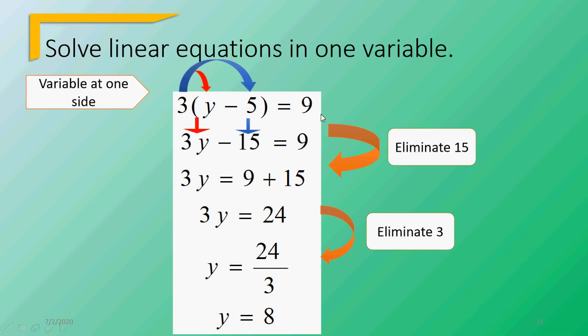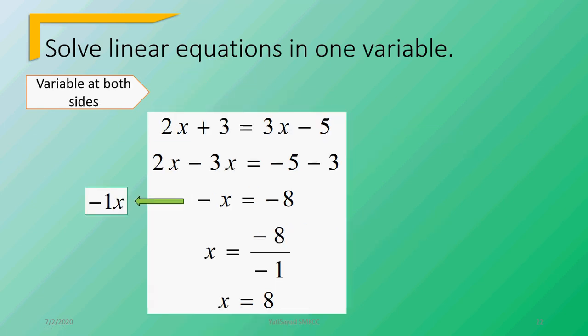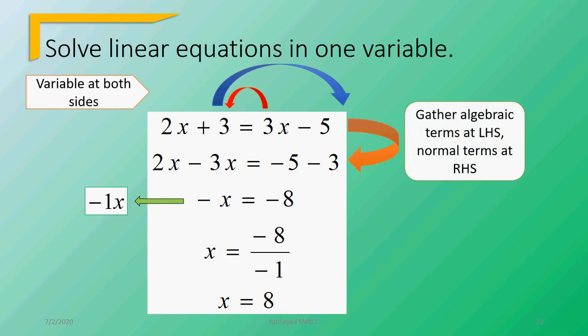Okay, so what if we have variables on both sides? We have x on the left hand side, and we also have x on the right hand side. For this case, what you have to do is simply gather the algebraic terms which have the unknown, the variable, on the left hand side, and the normal terms, which are the numbers only, on the right hand side.